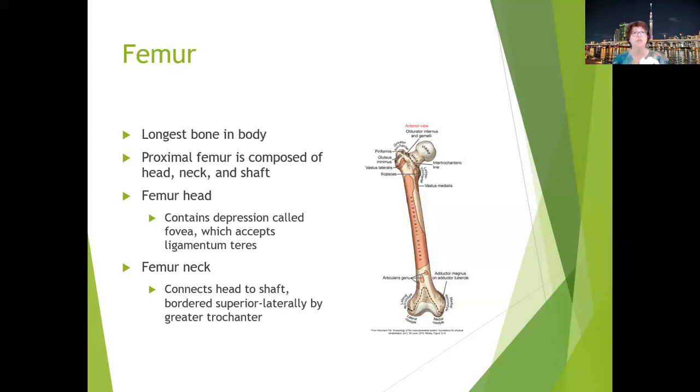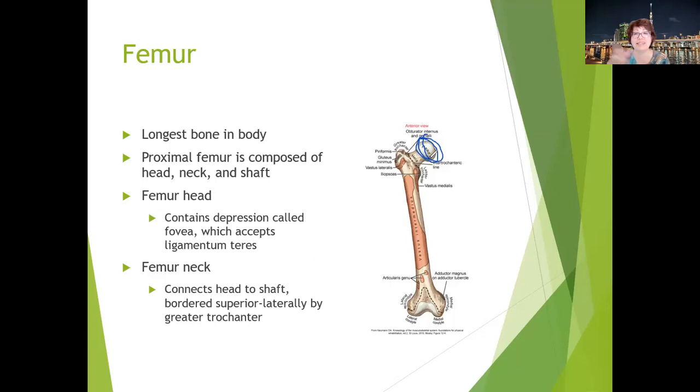So with regard to the femur, the proximal femur, which articulates with the hip, is composed of the head, the neck, and the shaft of the femur. The head of the femur is the ball of the ball and socket joint. It contains a depression right at the end that's called the fovea, which accepts the ligamentum teres. We'll talk about the ligamentum teres in the hip stability lecture. You can imagine the little elastic that I have on my model here as the ligamentum teres, attaching the head of the femur to the acetabulum.